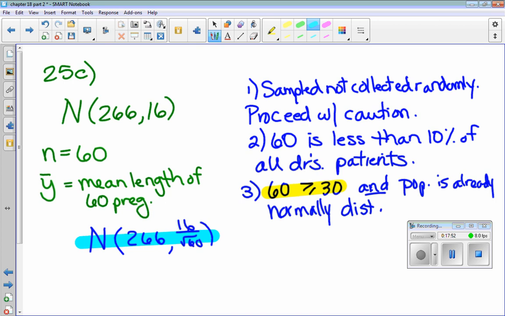Maybe this doctor deals with only high-risk patients that always deliver early. It doesn't say that, but that could be a condition, right? Because there are obstetricians that deal with only high-risk pregnancies. So you have to be really careful about how that data was collected, which is why proceed with caution is such an important sentence here.